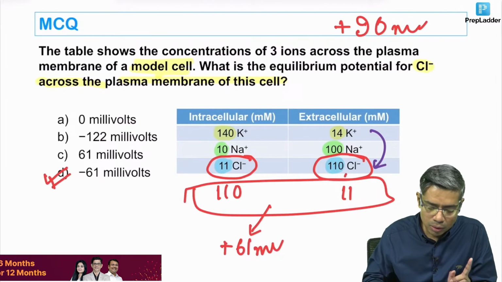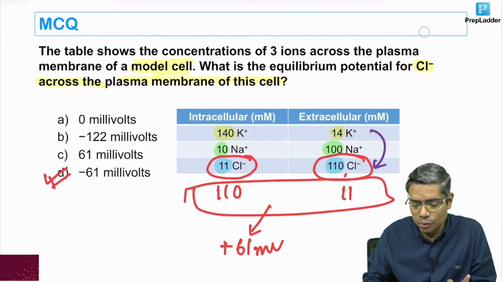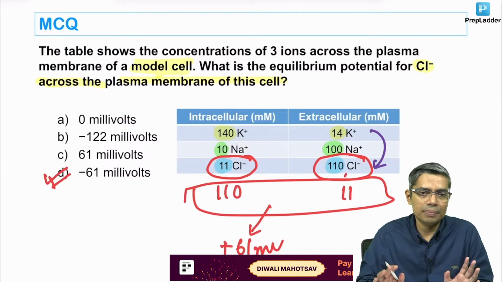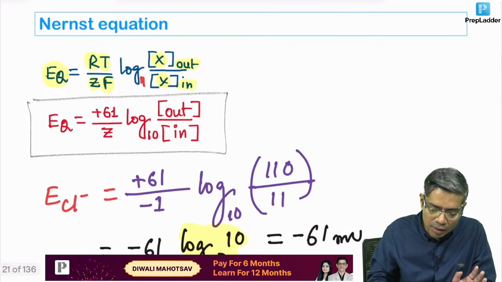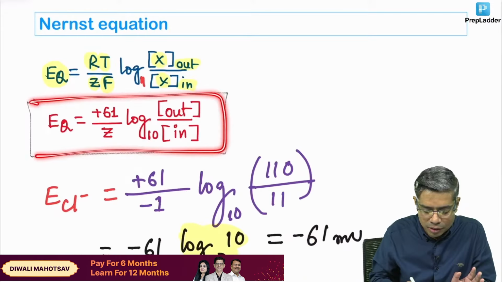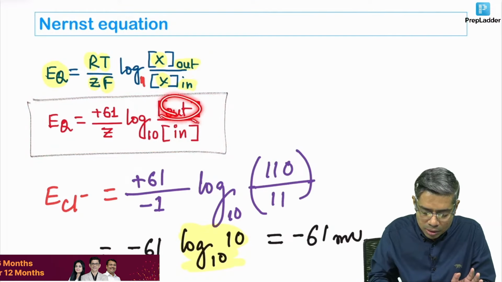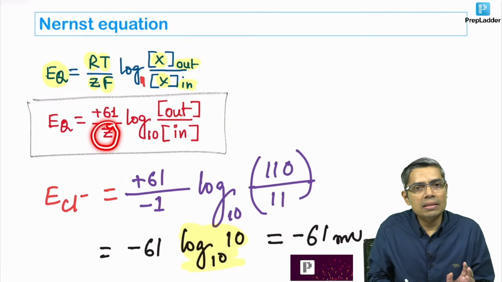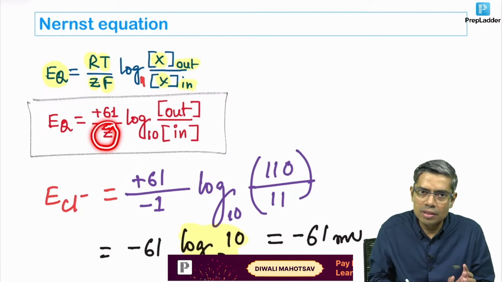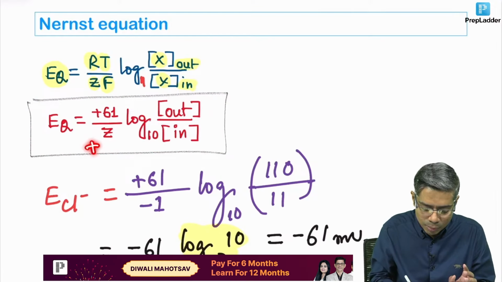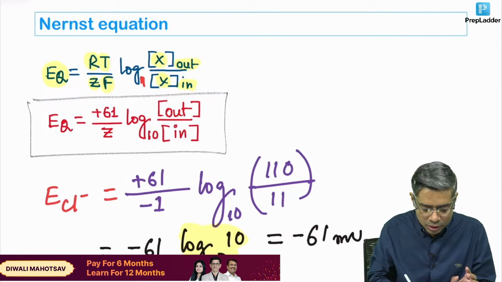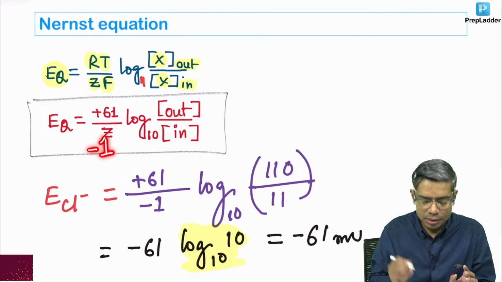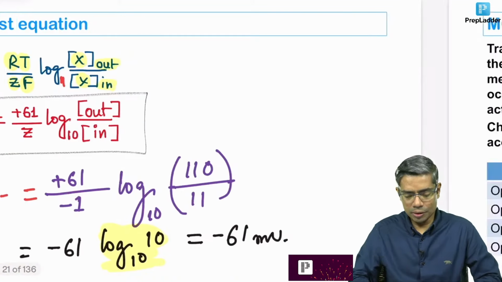So, please go in a step by step fashion, so that you understand whether the sign will be positive or negative. Okay. So, this formula has to be in your mind. And remember, out upon in. Here I have to put the valency of the ion, that is the charge of the ion. If it is calcium, then I will put plus 2. If it is sodium, then I will put plus 1. If it is chloride, then I will put minus 1, like this. Okay. So, this way you can calculate.